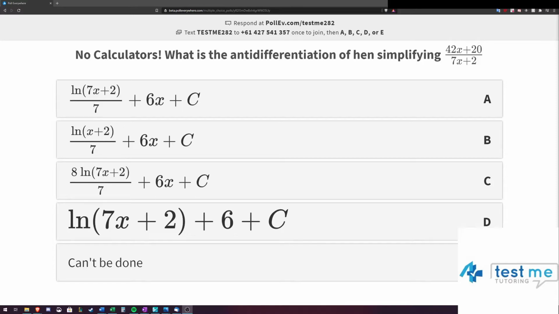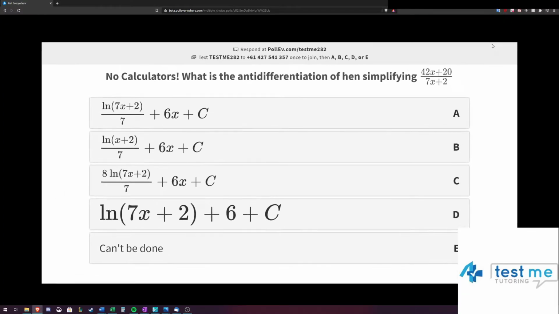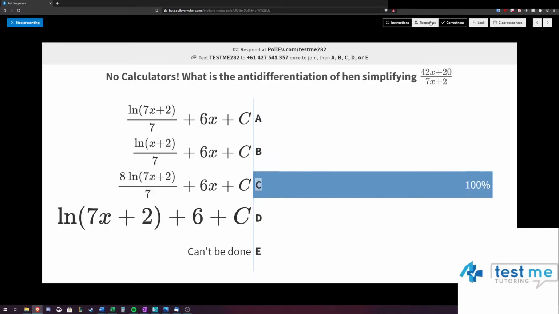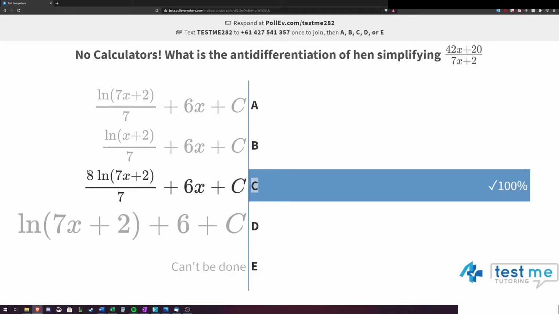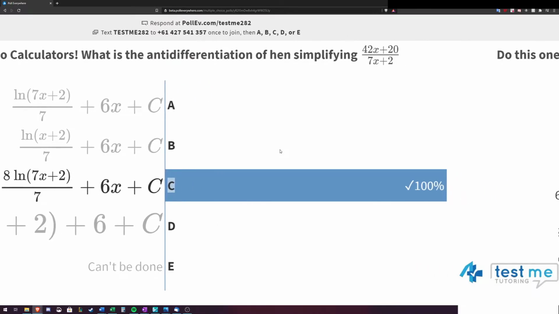So we got one response. Got 2 responses. We'll keep going now. There we go. Spot on. C again. The tricky one with this one is the 8 over 7 bit, when you're simplifying it, or when you're anti-differentiating it. I'm going to slow down. But you guys got it spot on.